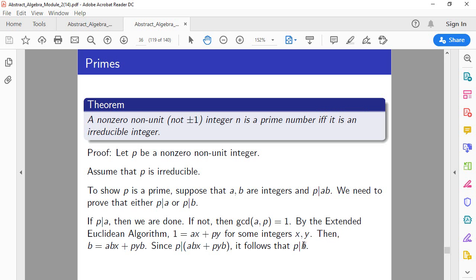So what we have done is, if p divides a, then we're done. If p doesn't divide a, then we just showed that p must divide b. Again, the assumption that p divides ab led us to the conclusion that p divides a or p divides b. So as a result, p satisfies the condition for a prime number. So we conclude that p is a prime number.